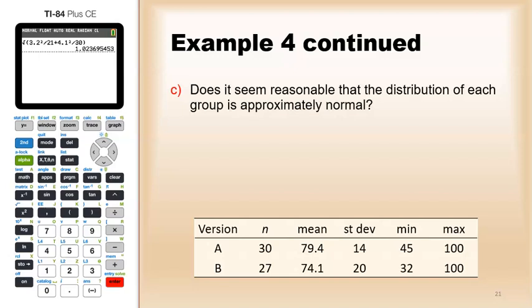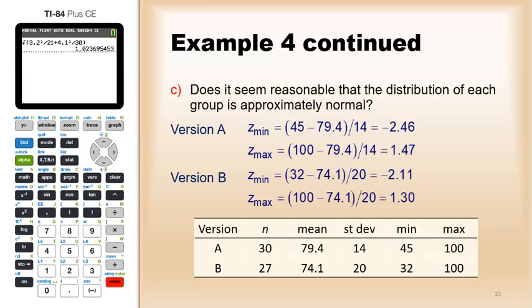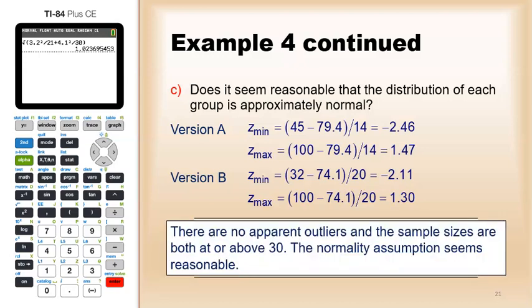Well, I don't have a graph, but I have the minimum and maximum for each score, so I can compute the minimum and maximum z-scores for version A, and you can do the calculations yourself, but you get negative 2.46 on the minimum side, positive 1.47 on the maximum side. For version B, 32 minus 74.1 over 20, that's negative 2.11 on the minimum side, positive 1.30 on the maximum side. All these scores are between negative 3 and positive 3. So there are no apparent outliers, and the sample sizes are both above 30. The assumption seems reasonable.